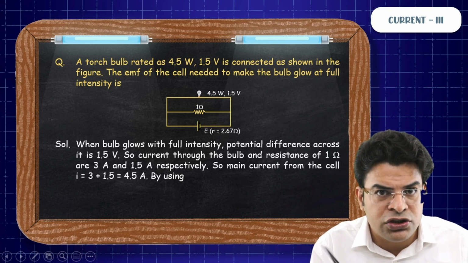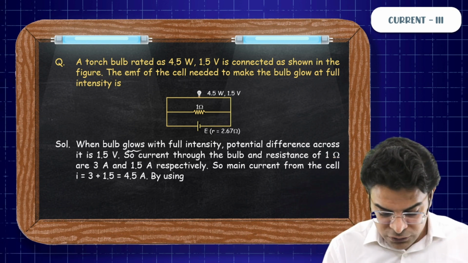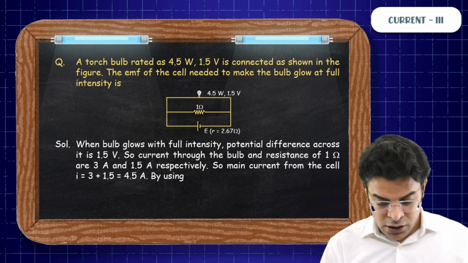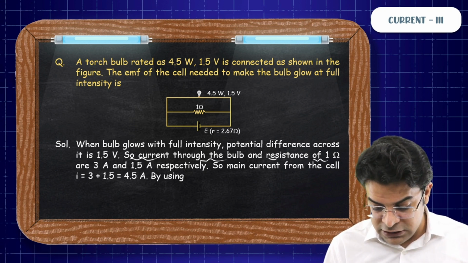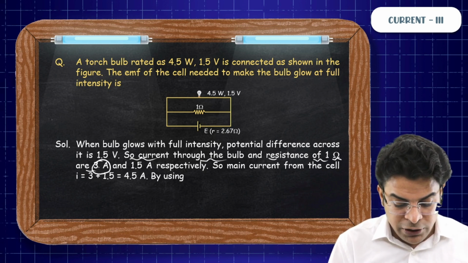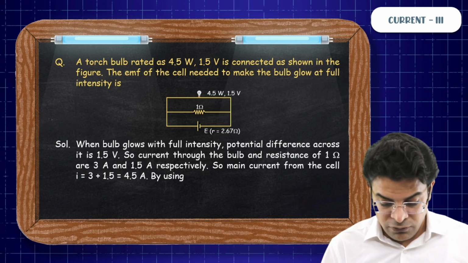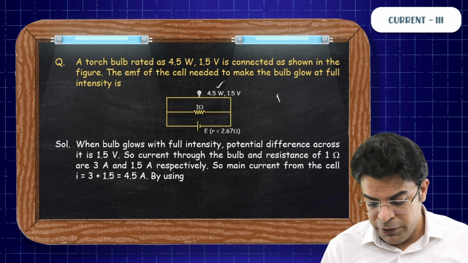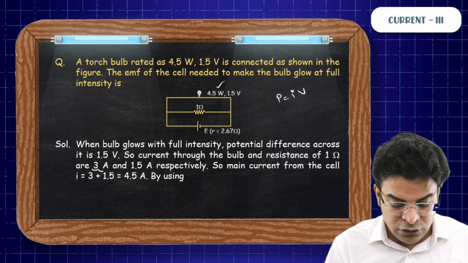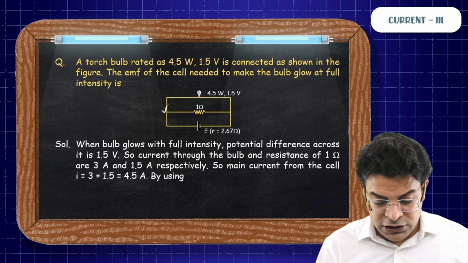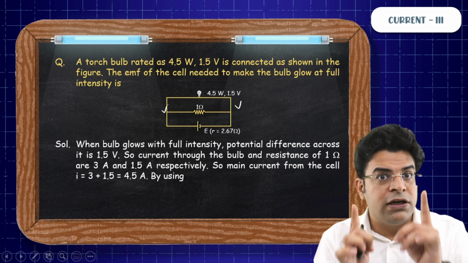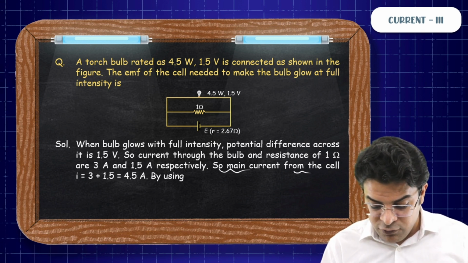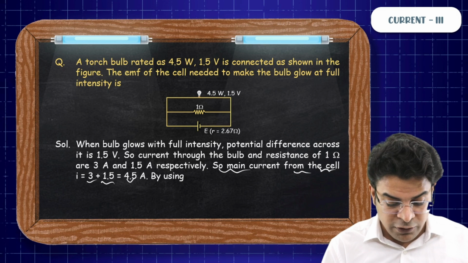So let's look at the solution once more. When the bulb glows with full intensity, the potential difference across the bulb is 1.5 volt. So the current through the bulb and resistance of 1 ohm are 3 ampere and 1.5 ampere. From P equals to IV, you can find that the current flowing through the bulb must be 3 ampere. And for a potential drop of 1.5 volt across the resistor, the current flowing through it must be 1.5 ampere. So the main current from the cell has to be 3 plus 1.5, that is 4.5 ampere.